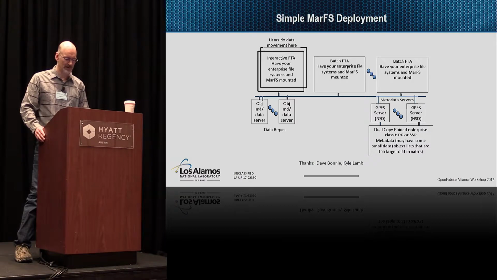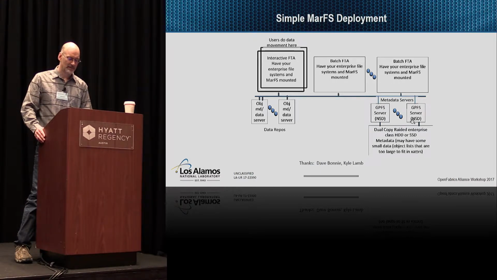And then if they want to launch a parallel big job to move data, that would get spawned off onto the batch FTAs. There's metadata servers, GPFS servers would be there, and then a bunch of object storage servers. And that network is EDR Infiniband in our production, and it's FDR on our little test bed.